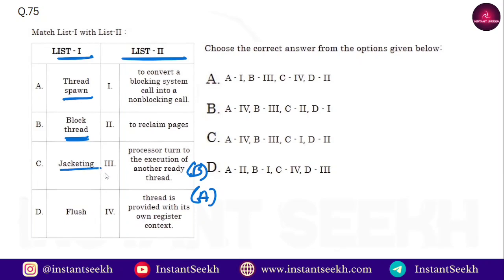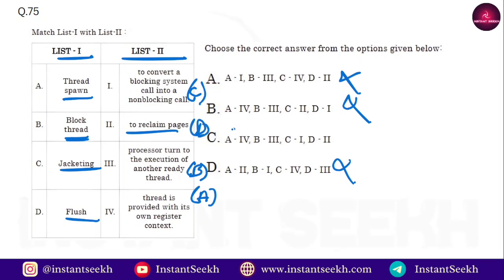Okay, jacketing. What is jacketing? This refers to the technique used to convert a blocking system call into a non-blocking system call. So option C goes here. Let's try to eliminate. A goes for 4, so this 2 gets straight away eliminated. B goes for 3, C goes for first, so this gets eliminated as well. Last option, flush, is used to reclaim the pages in memory management. So option D goes here.